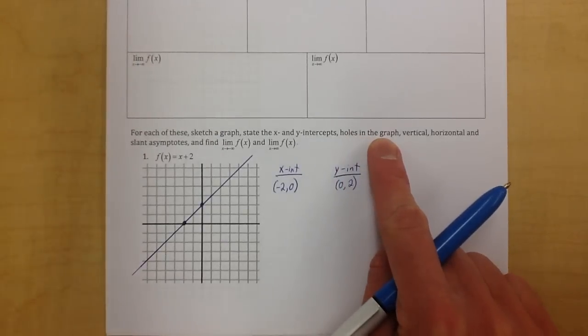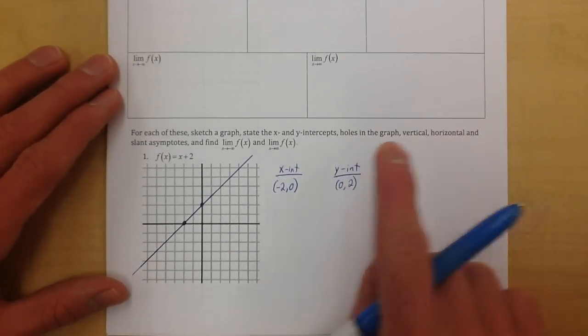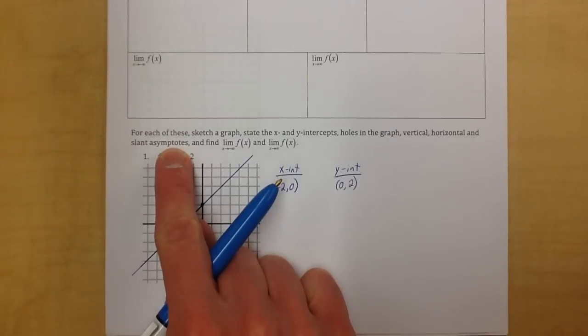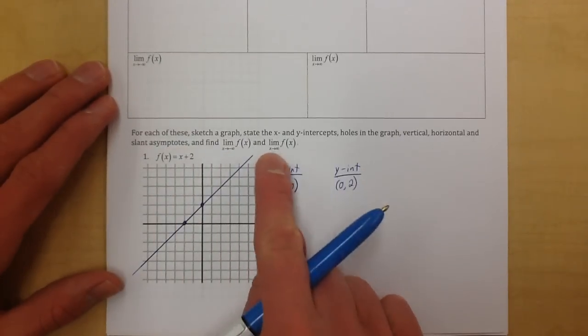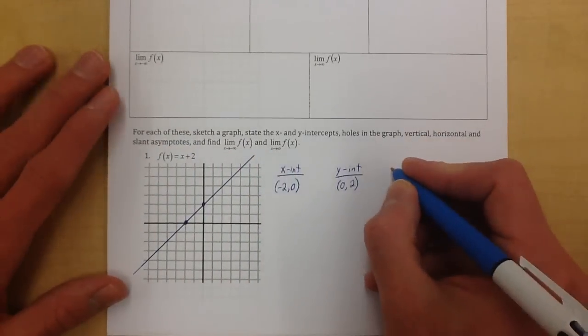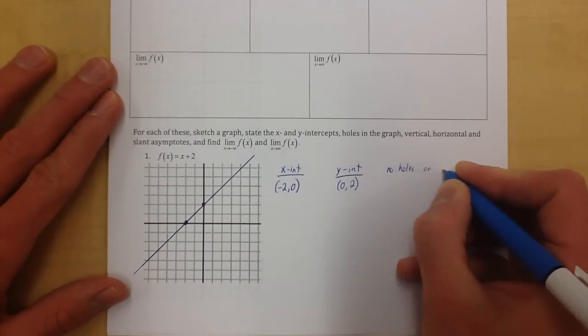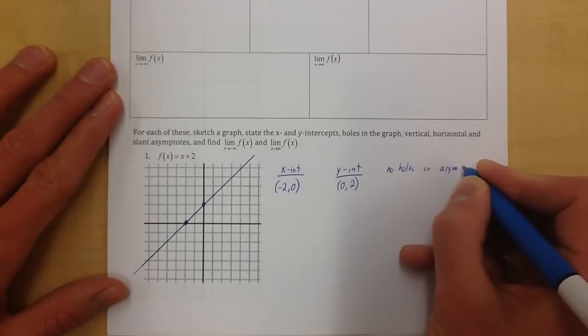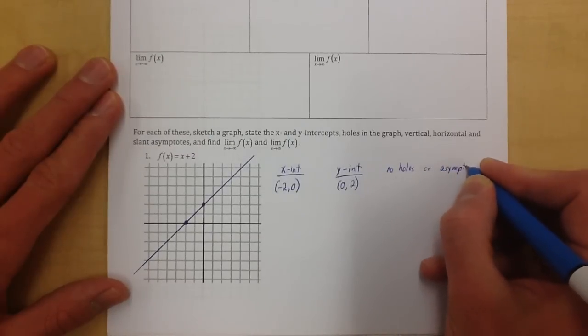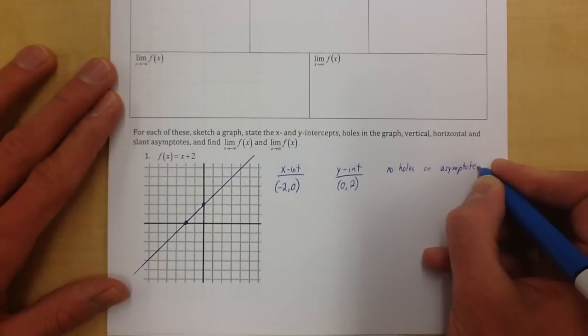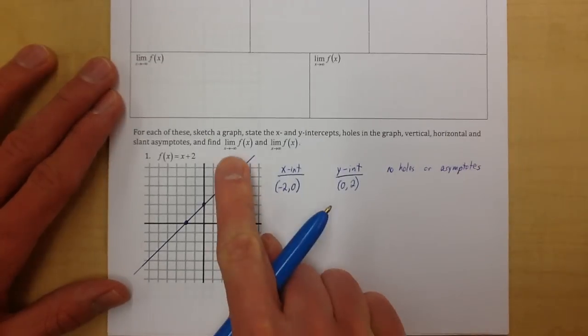Holes in the graph. Nope, hadn't happened yet. Vertical, horizontal, and slant asymptotes. Don't worry, that's not on this one. Let me address this real quick. Let me also write one more thing. No holes or asymptotes. You'll know it when you see it, if you've never seen one before, and you have, actually. No holes or asymptotes. But we will deal with this.